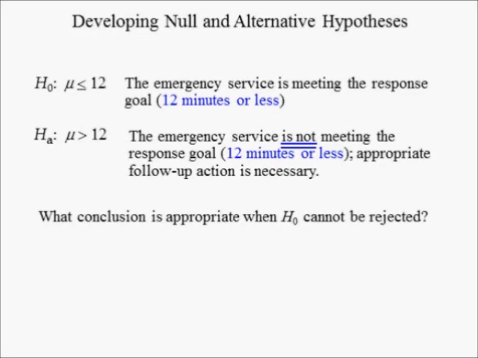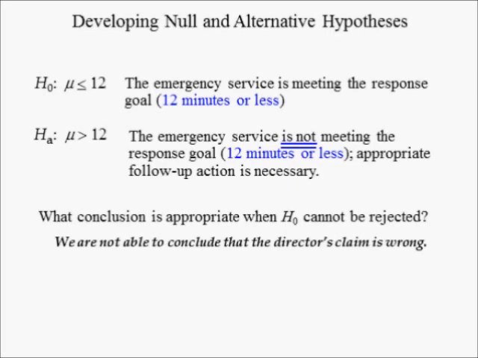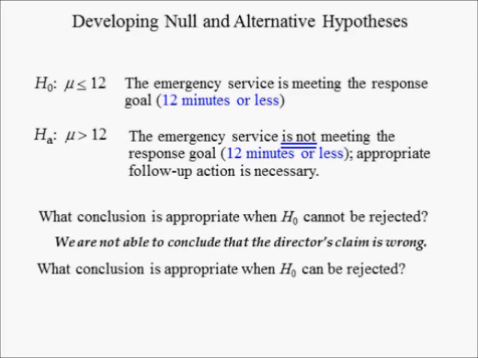What conclusion is appropriate when the null hypothesis cannot be rejected? For example, we could say, we are not able to conclude the director's claim is wrong. What conclusion is appropriate when the null hypothesis can be rejected? The director's claim can be rejected.